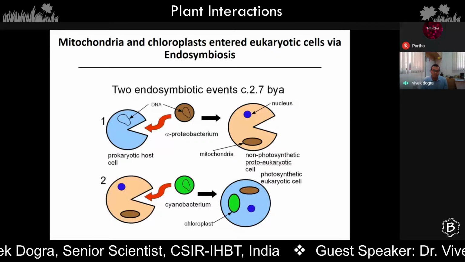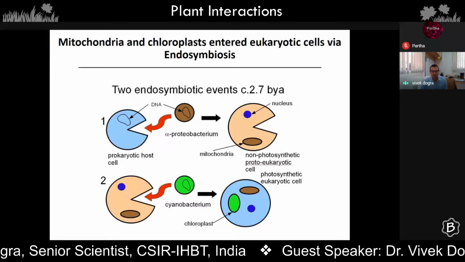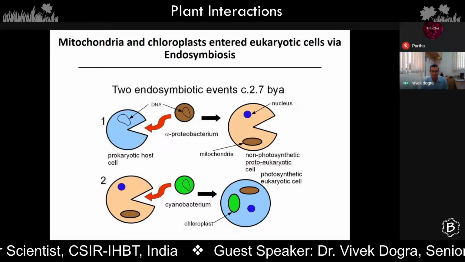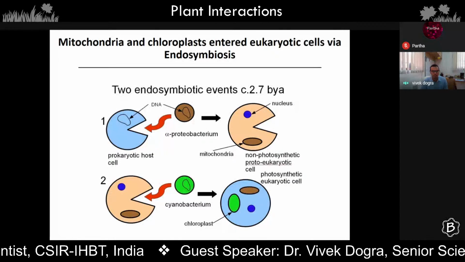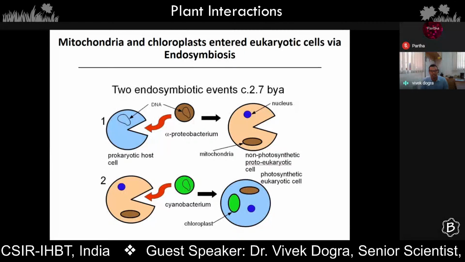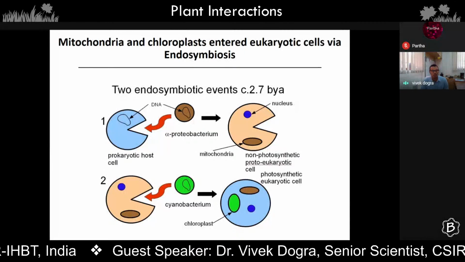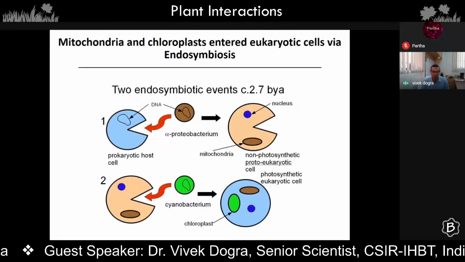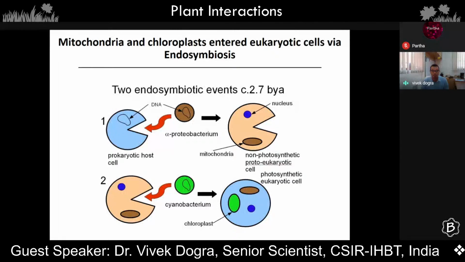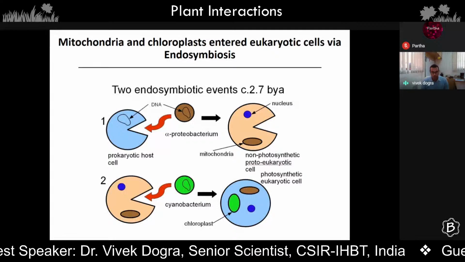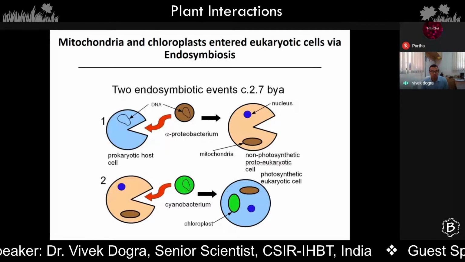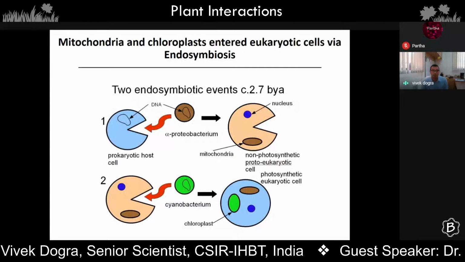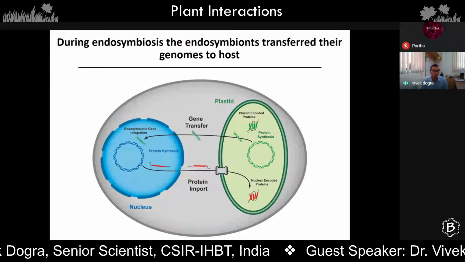At the same time, another event happened, and this time a cyanobacterium, a slightly evolved photoautotrophic bacterium, entered this non-photosynthetic proto-eukaryotic cell, and it now became a photosynthetic eukaryotic cell having three genomes, encompassed in three organelles: chloroplast, mitochondria, and the nucleus. This happened around 2.7 billion years ago, and it was a continuous process, continuously evolving. So what happens during this evolution?